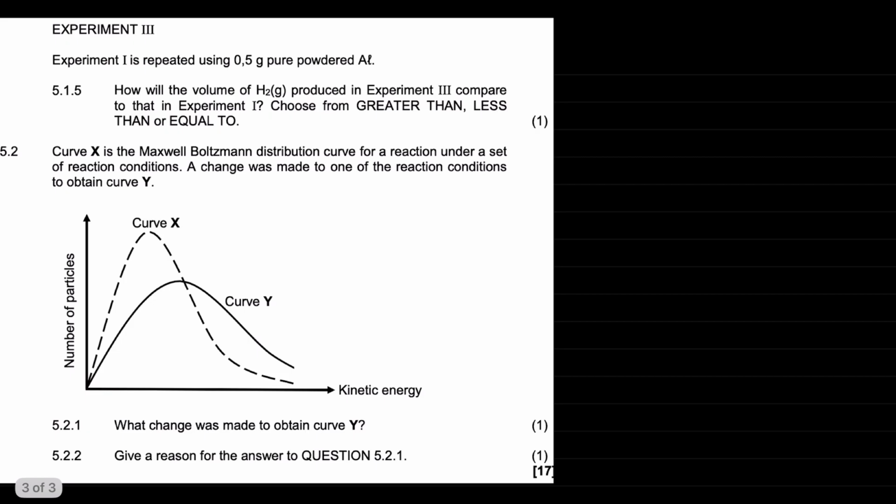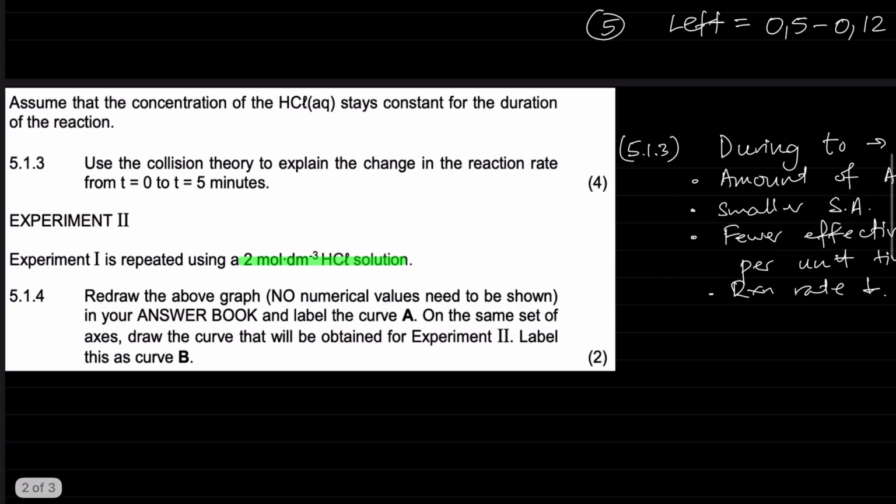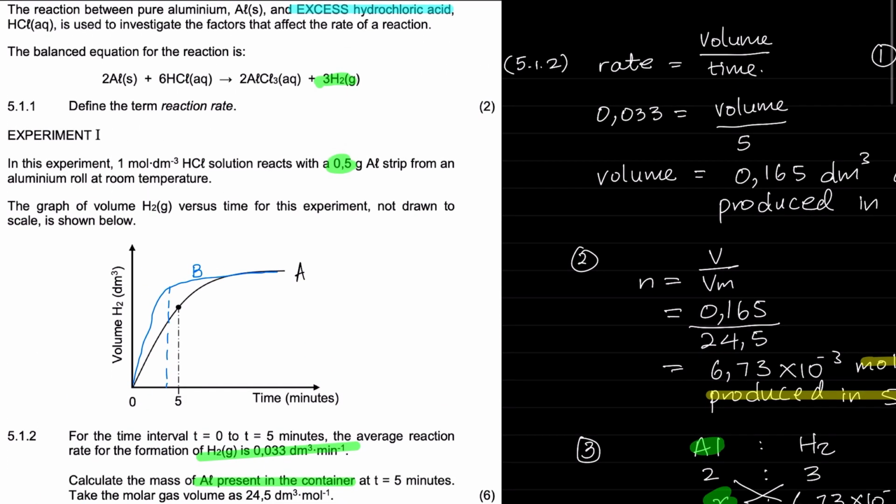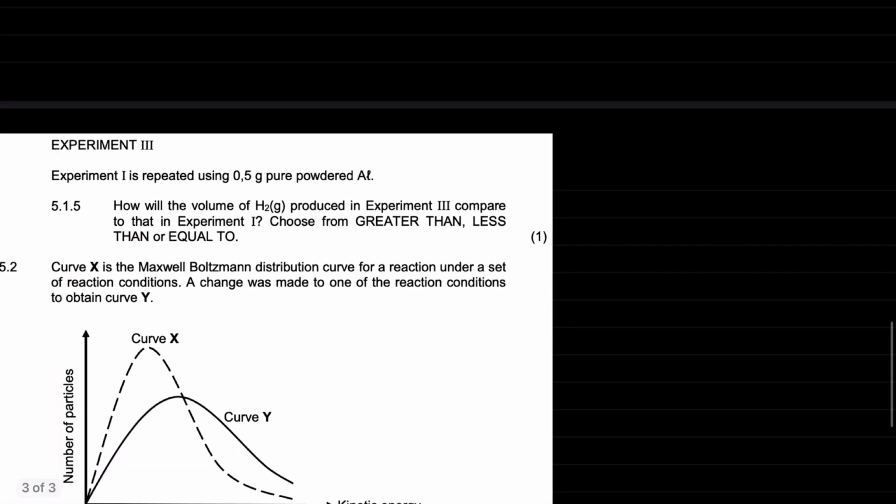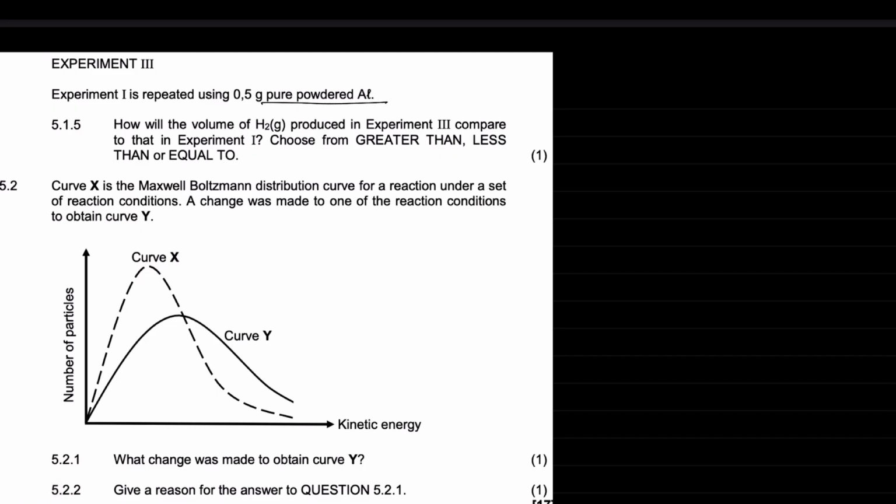Experiment 3. Experiment 1 is repeated using 0.5 grams of pure powdered aluminium. So remember at the beginning they tell us that experiment 1 was done with an aluminium strip. Now they repeated the experiment, but now they've used powdered aluminium. Okay, so alluding to the state of division here. But let's look at the question. The question reads, how will the volume of H2 produced compare?